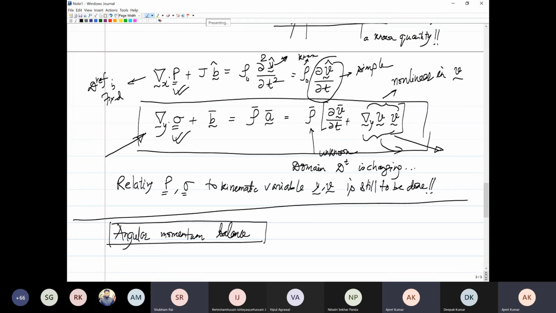And then things will work out. You don't need to have a non-invertible F. Okay, sir, got it.